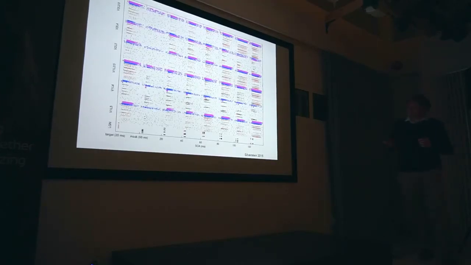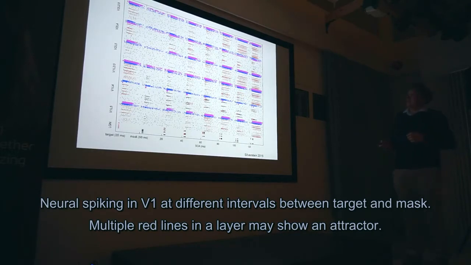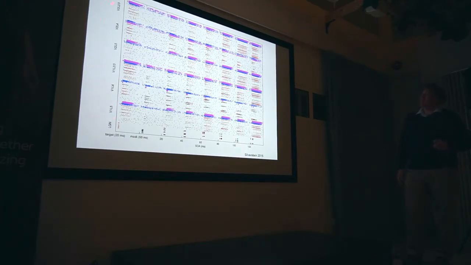I did this with one model. This is a model of V1 and V2. This is part of cortex across the layers. And here, this is just the target being stimulated, and there's a completion of the patterns across with just a target and no mask.